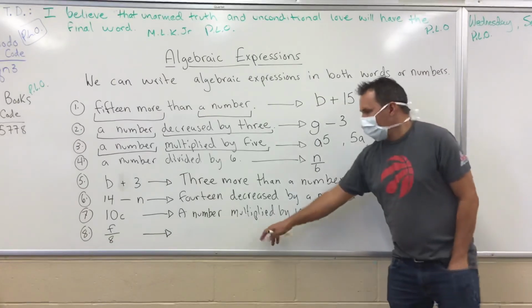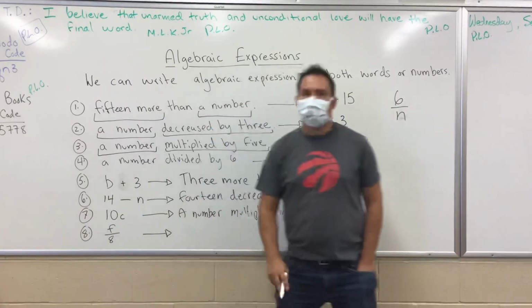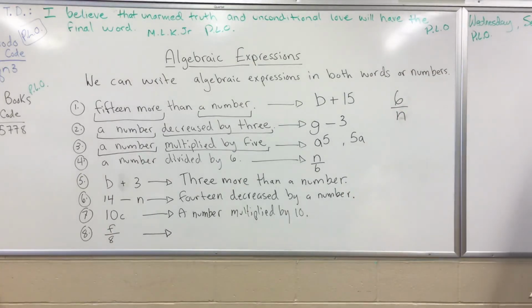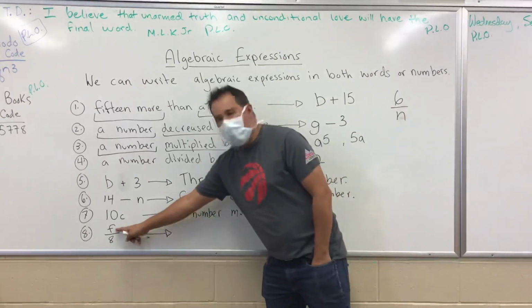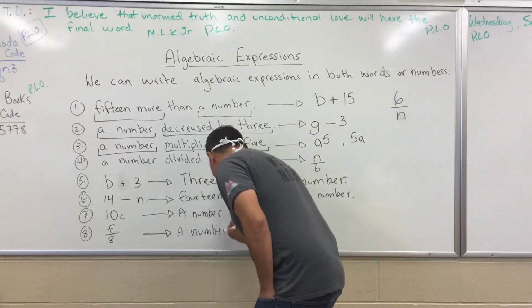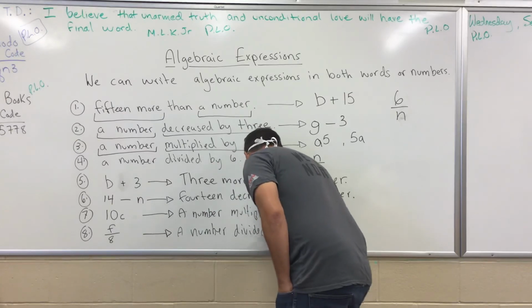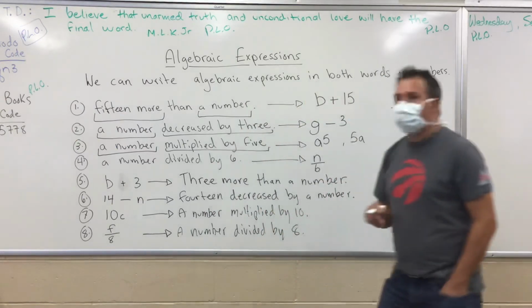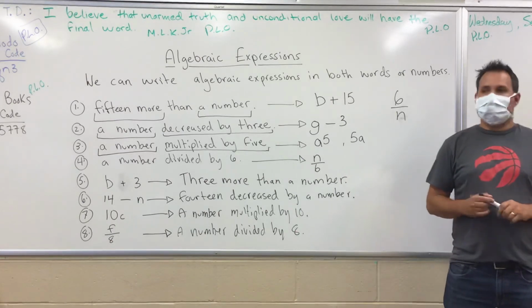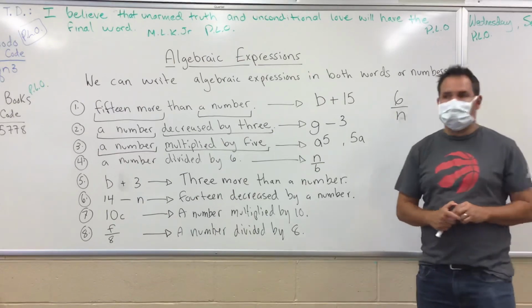What about the last one? We have f over 8. How would we write that? We can start by writing f, which is a number. So we say a number divided by 8. And that's it. These are what we're doing when we're converting numbers to words and words to numbers in expressions. Expressions are how we see the algebraic equations, or how they're represented to us. So today we're going to practice some of those algebraic expressions. Good work.